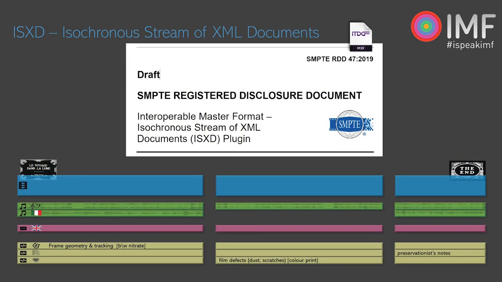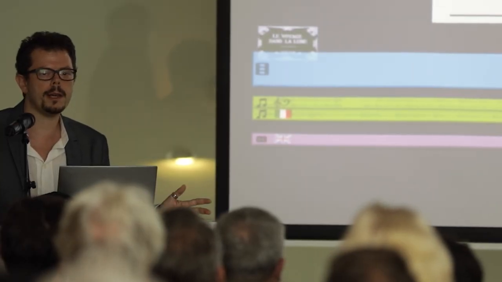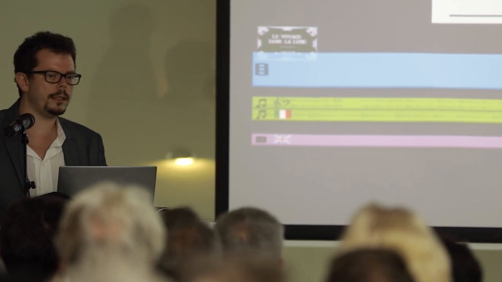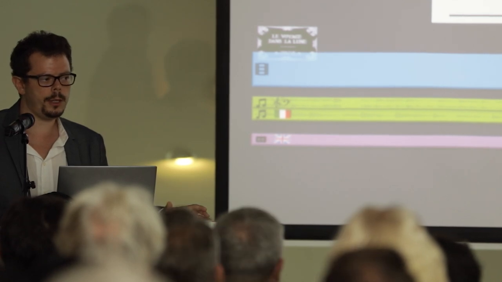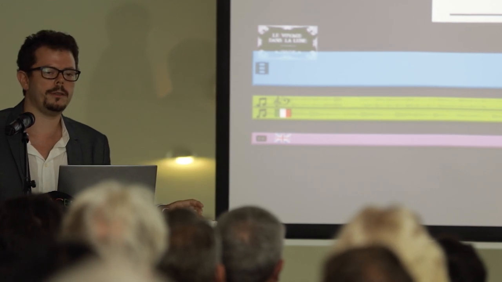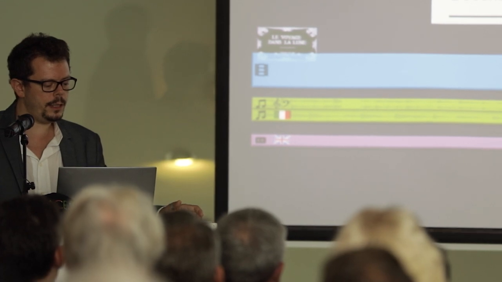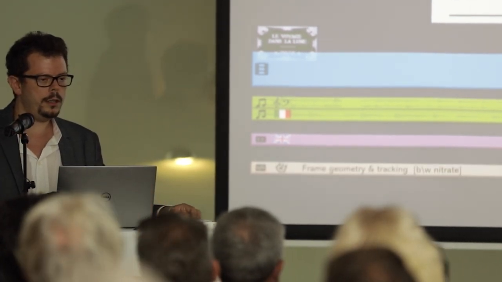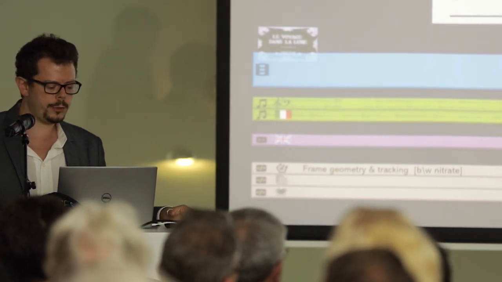The second component where you can store this metadata is the ISXD. The ISXD, for those who don't know what it is, is basically a subtitle track. It works more or less like that. So it's an MXF file that wraps inside possibly many XML files, all pertaining to the same schema. These XML files can be associated to just a portion of the timeline, like a scene, a cut, even a single frame. So the ISXD is the ideal component to store metadata like frame geometry and tracking, like preservationists' notes, like film defects.